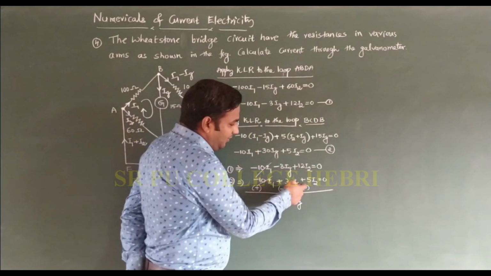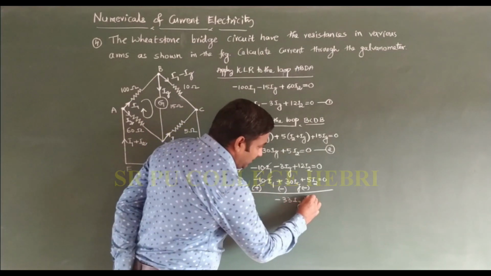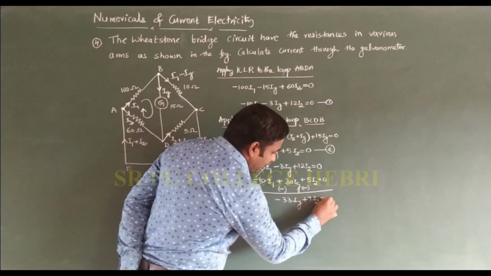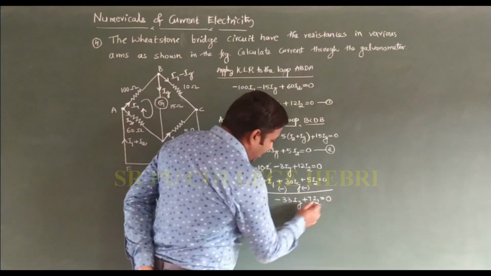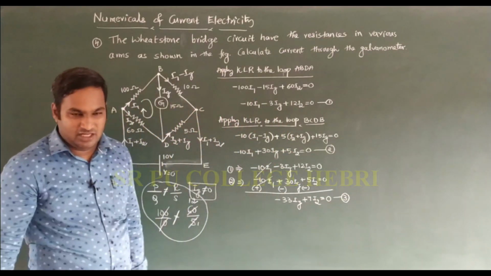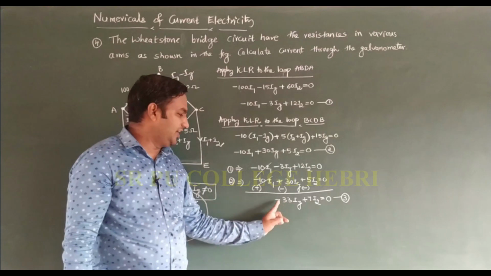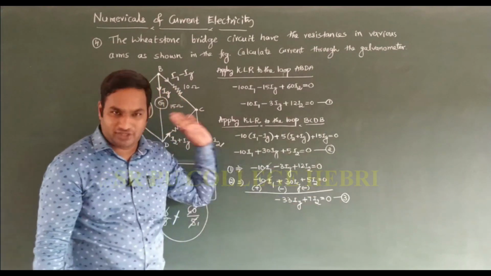Here plus 12 minus 5, and these two subtracted, it becomes plus 7 I2 is equal to 0. I call this one equation number 3. And up to here I got minus 33 Ig plus 7 I2 is equal to 0, equation number 3.